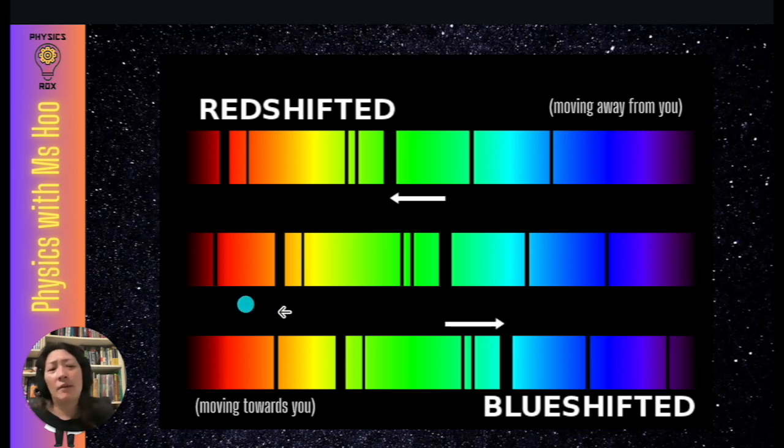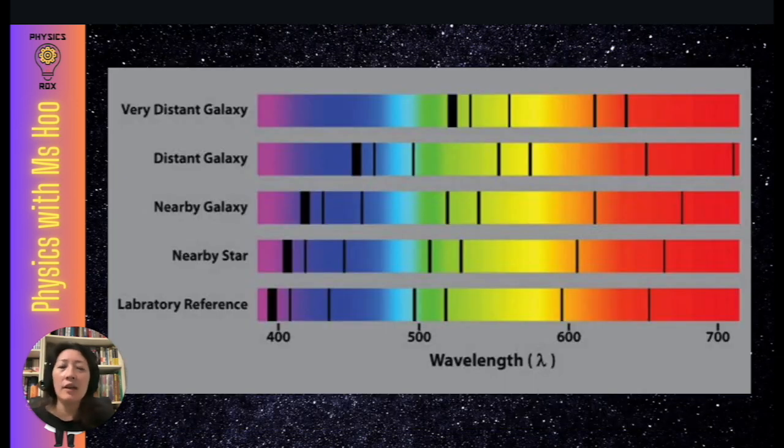So what does it mean when we say light moving towards or away from us? It's about the stars in the galaxy. If we were to be observing the different absorption spectra of different stars in various galaxies, we'll find that the light spectrum have all redshifted. So looking at this visual here, at the bottom, this is our laboratory reference, which is our control. This control shows us where the black bands of the absorption spectrum should actually be.